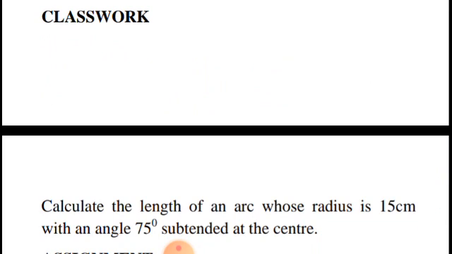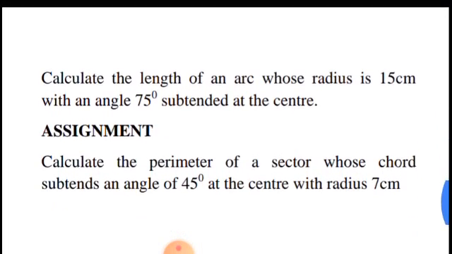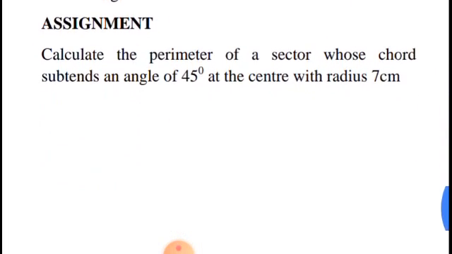So now this is the assignment. Our assignment is: calculate the perimeter of a sector whose chord subtends an angle of 45 degrees at the center with radius 7 centimeters. Please, let's try as much as possible to do this assignment. When we meet, we'll start from the correction of the assignment, and once we are done with the correction, we'll start with period 2, and the topic for period 2 will be length of a chord.